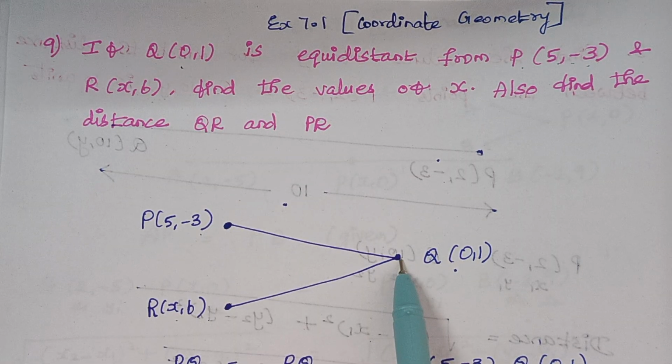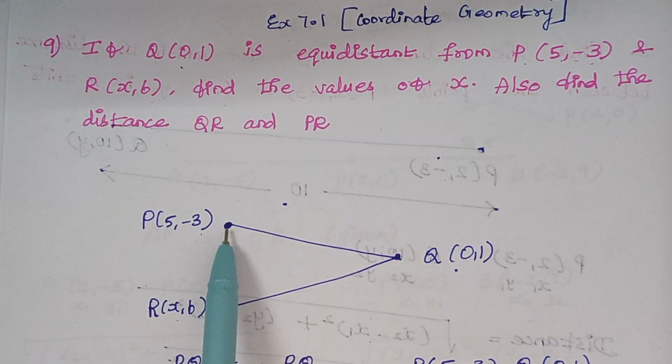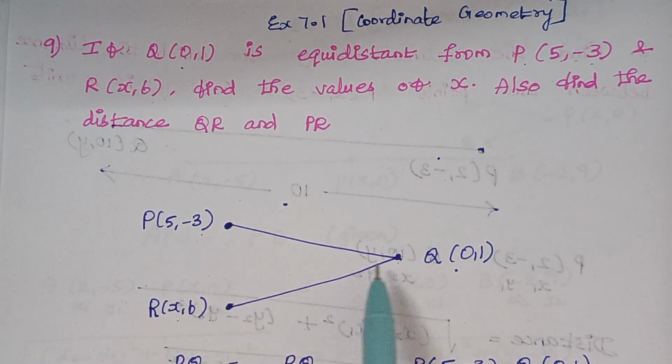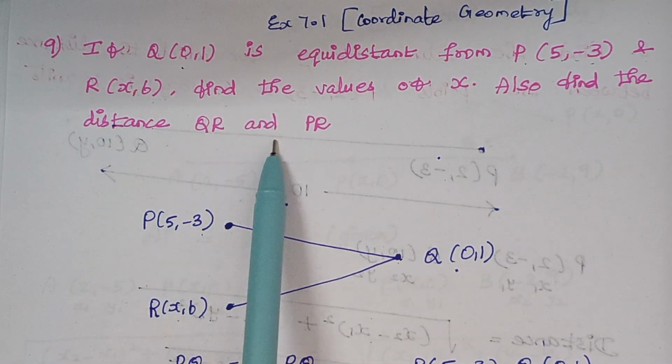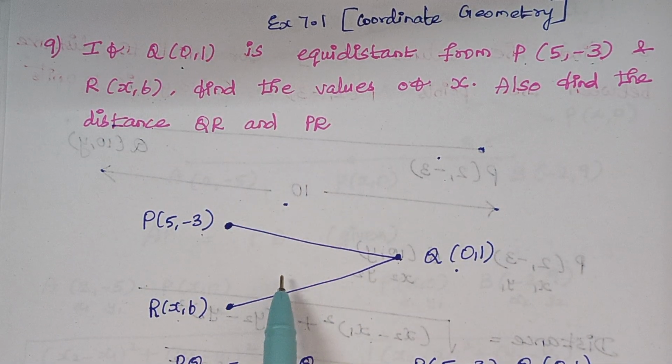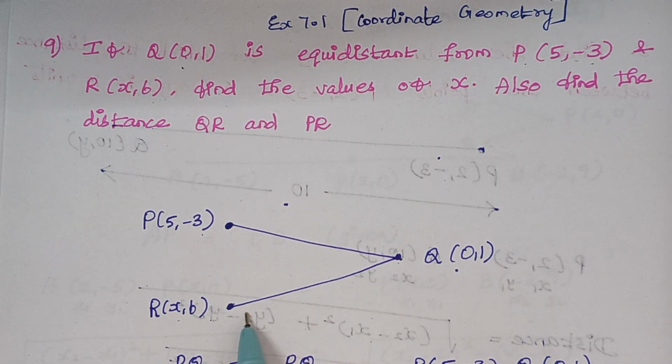What do you mean by equidistant? That is, the distance PQ is equal to RQ, right? Also find the distance QR and PR. We have to find the value of QR and as well as PR, right?